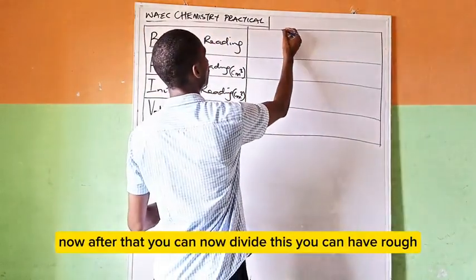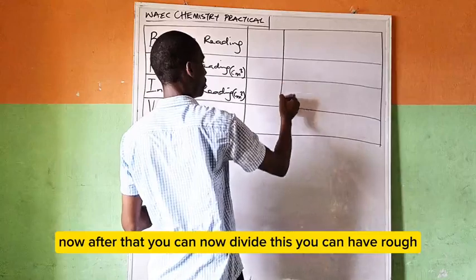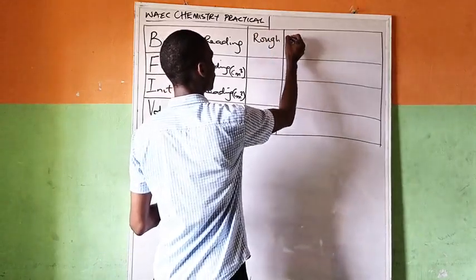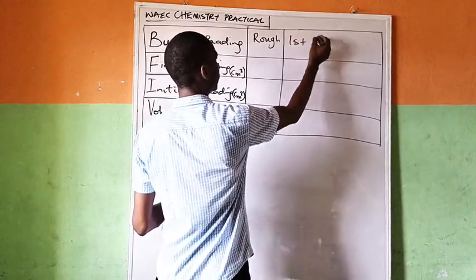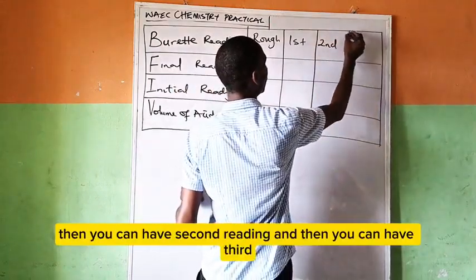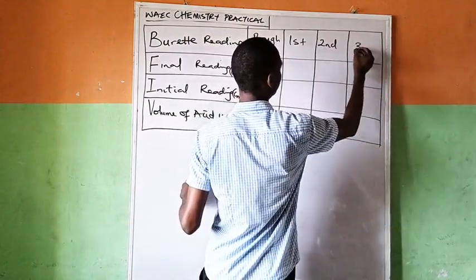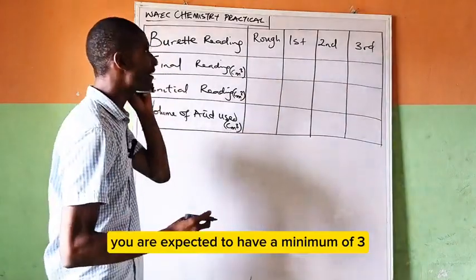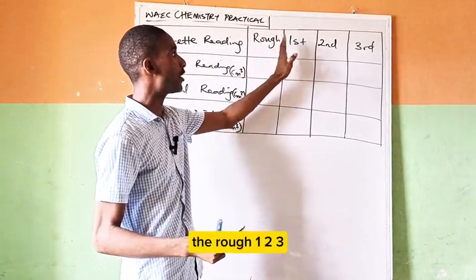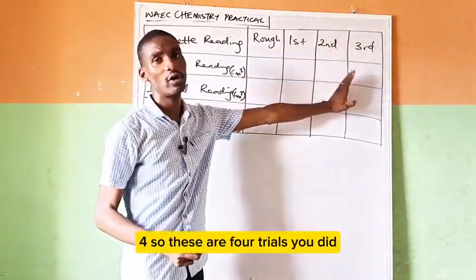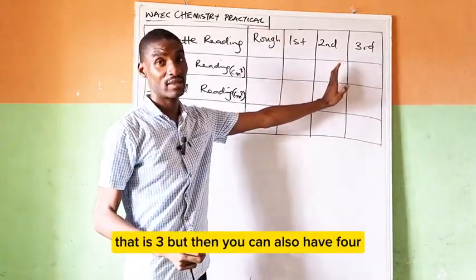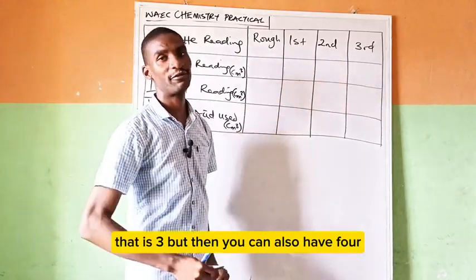Now after that, you can divide these. You can have rough, then first, then second reading, and then third. You are expected to have a minimum of 3, maximum of 4. What do I mean by 4? The rough, 1, 2, 3, 4. So these are 4 trials you did. You can have rough and just 1 and 2. That is 3, but then you can also have 4.